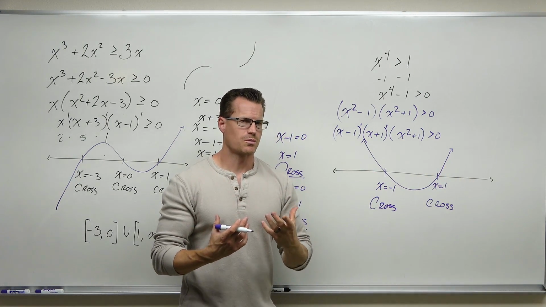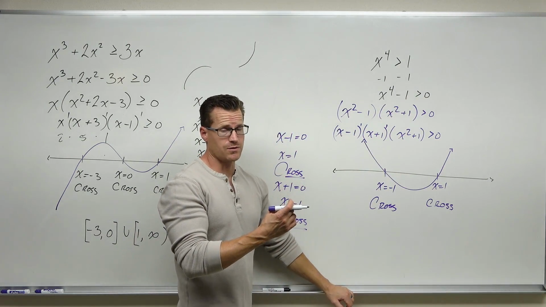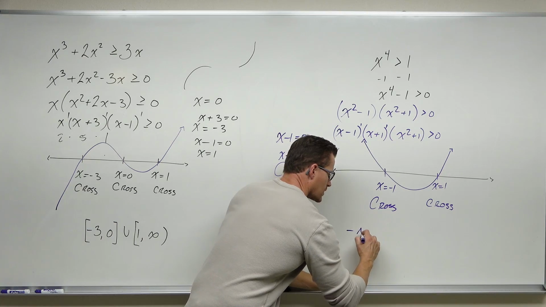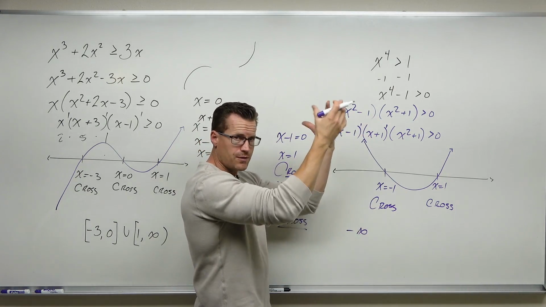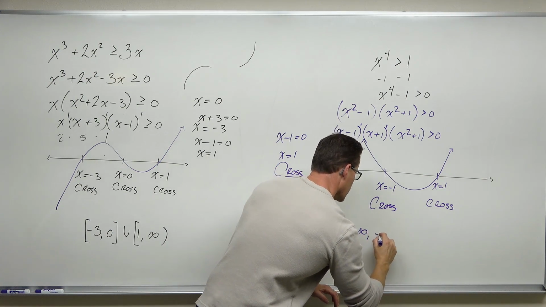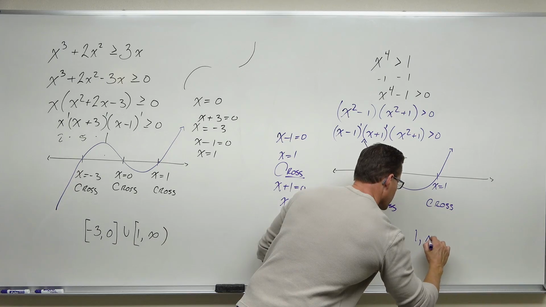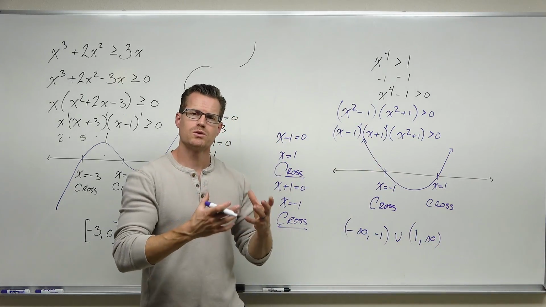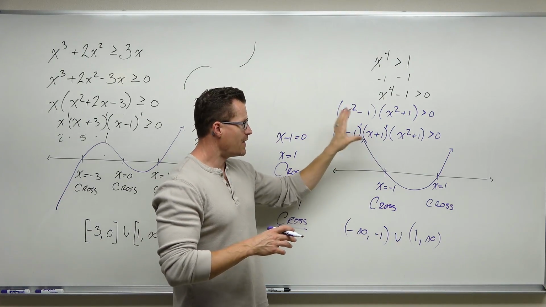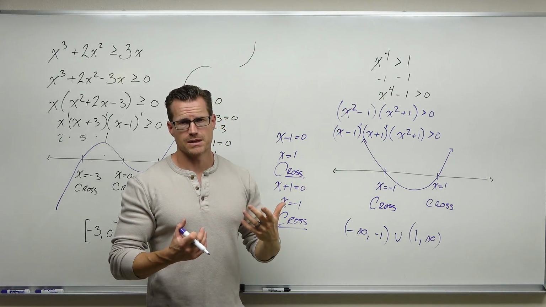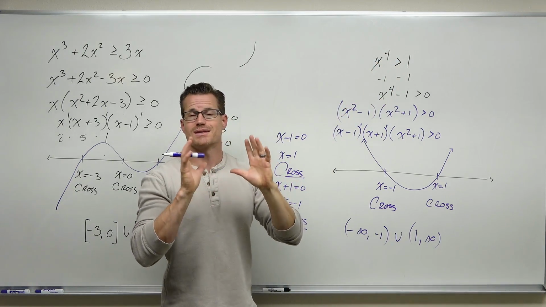Do we use brackets or parentheses? Well, since we don't have the equal sign, we are not asking for x-intercepts. We're asking for strictly what inputs are giving positive outputs. Where's the graph above the x, not equal to it? That's negative infinity to negative 1, and then from 1 to infinity. Those are the two intervals that cause these outputs to be positive or above the x-axis. That's where this graph is going to be above 0. That's where this graph is going to be above 1. If you unshift it, the same interval works.